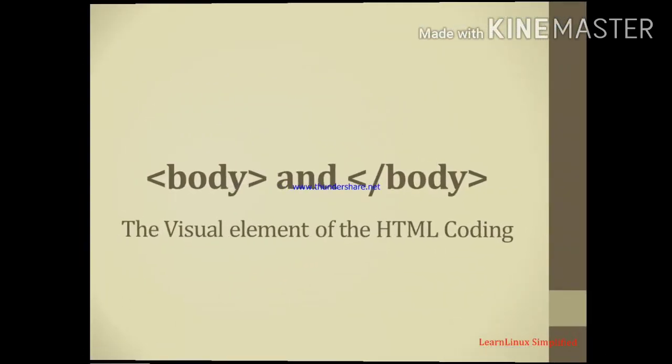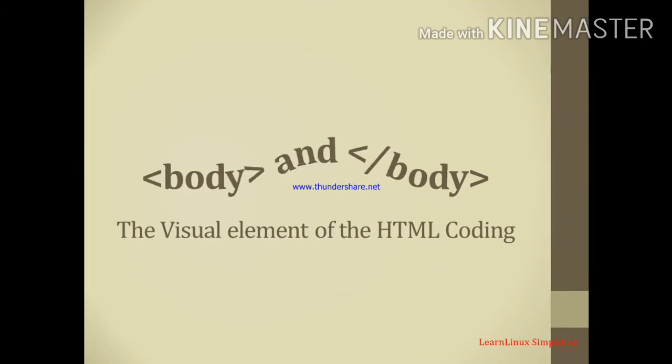Body and close body, the visual element of HTML coding. Now why it is called visual element? Because the content given within the body section is actual content we want to display through browser. Means the web page content we want to display is the actual content given within a body section. Now the visual content can be decorated, so the body tag will also have certain attributes to decorate the page. Now what are these attributes?